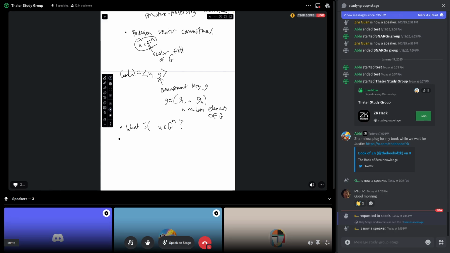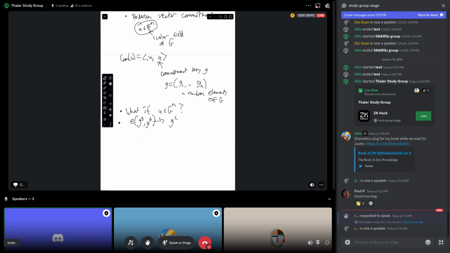A pairing, a bilinear map, takes as input two group elements and spits out a third group element. You do not have to know these exponents to compute the pairing. Maybe I don't want to say G. I'll just say G prime here.